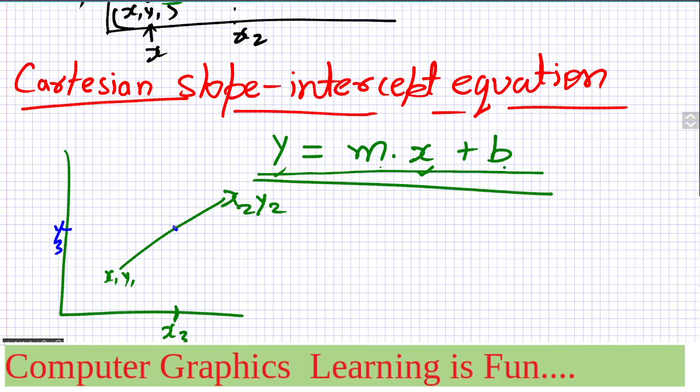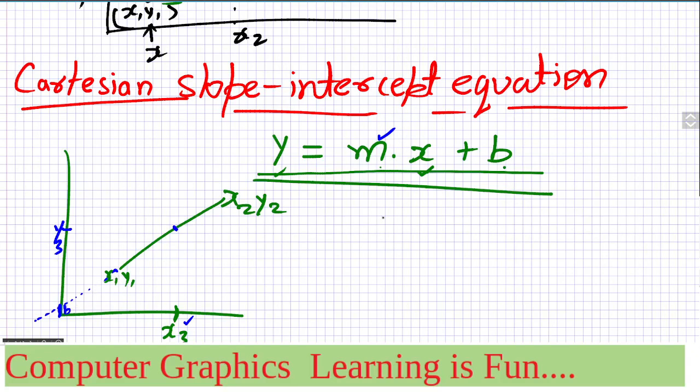So for this, you should know a few things. You should know the slope. m is the slope of the line. You already know the value of x3, and you should also know the b. b is the y-intercept.